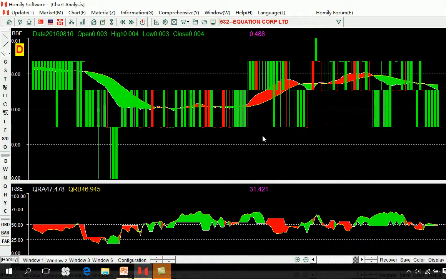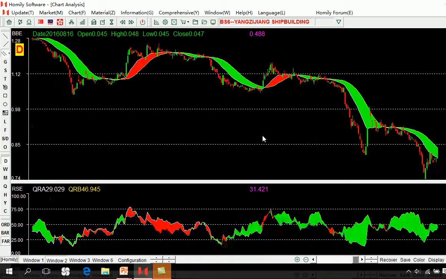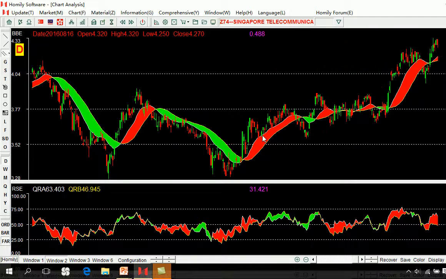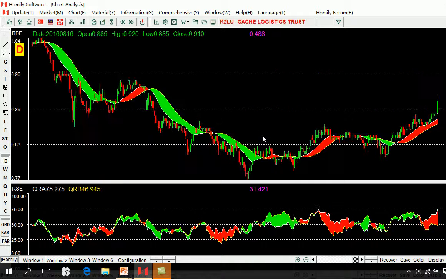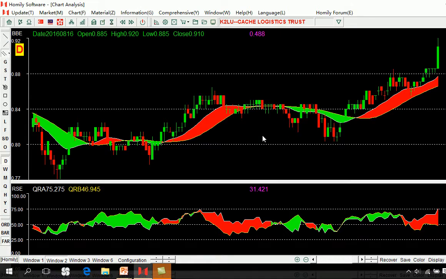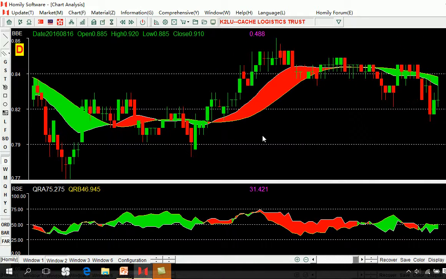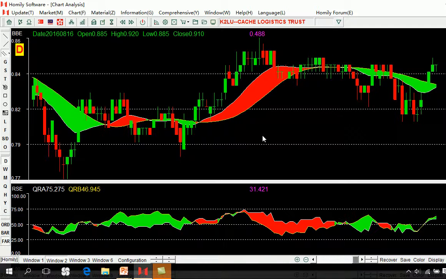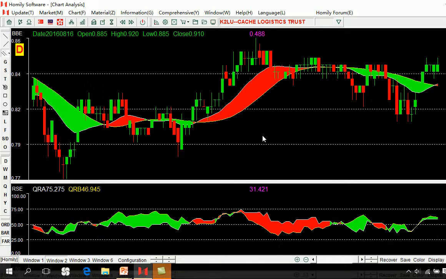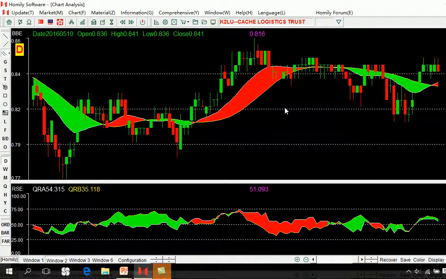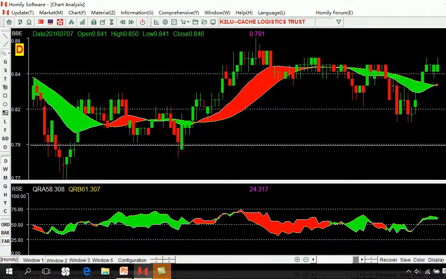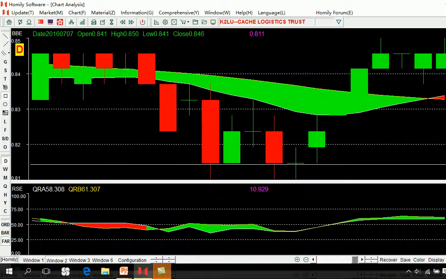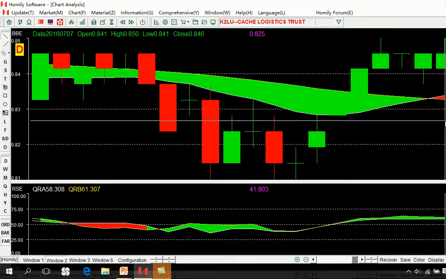So we can see some examples. Find some stocks. We can see this one. For here, can we buy or not? No, we should wait and see. So how about here? Can we get in or not? For this price, can we get in or not?